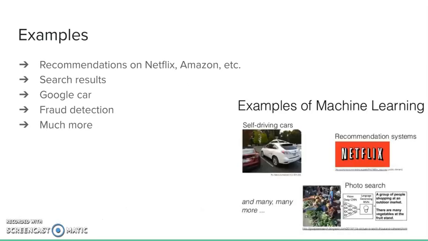So, some modern day examples. Netflix uses unsupervised learning to determine recommendations for its users. The same applies for search results in search engines. Google Car uses reinforcement learning to drive without any human interaction.